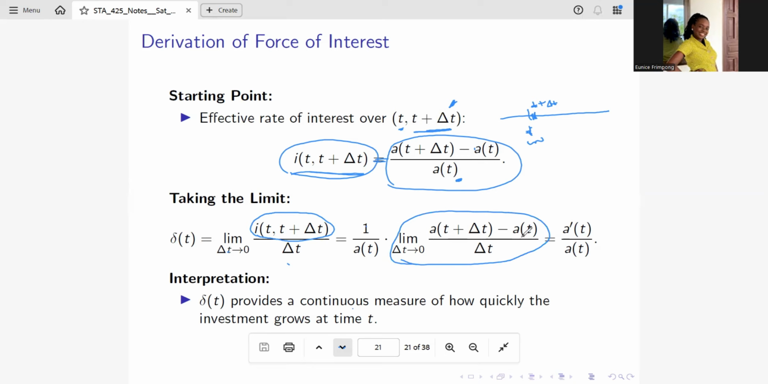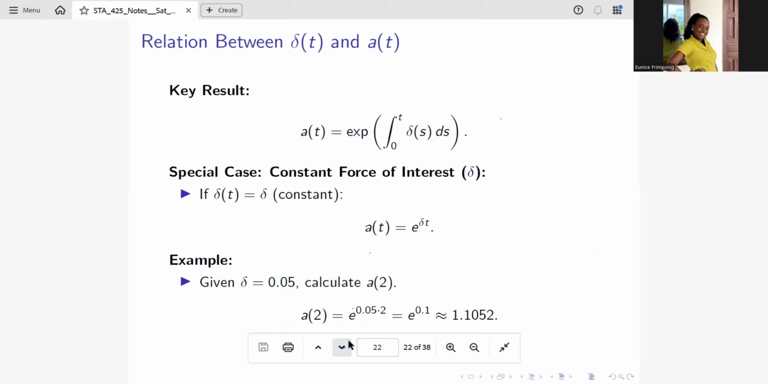Okay. So we interpret delta t as providing a continuous measure of how quickly the investment grows at time t. So now, how is your investment growing at time t? Okay. What is the relationship between delta t and then AT? This expression gives us the relationship between AT and delta t. So we say AT, that is the accumulation function, is equal to the expected value of the integral running from 0 to t of delta s ds.